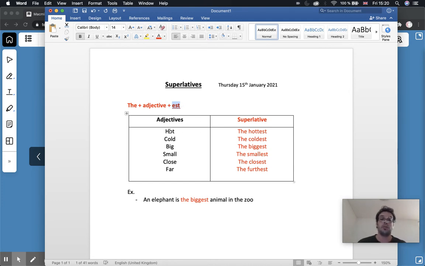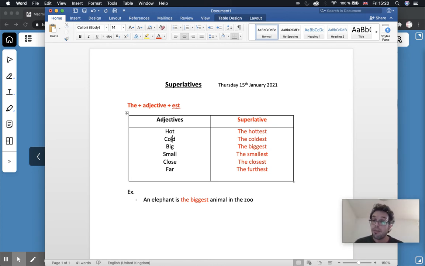Let's look at the example. So, if I have the adjective hot, the superlative is the hottest. Okay, so I put the and then hot with est. Okay, hottest. ¿Qué quiere decir the hottest? Hot quiere decir caliente. The hottest, el más caliente de todo. Okay, this is a superlative. Cuando es el más de algo. So, hot, caliente. The hottest, el más caliente. Okay.